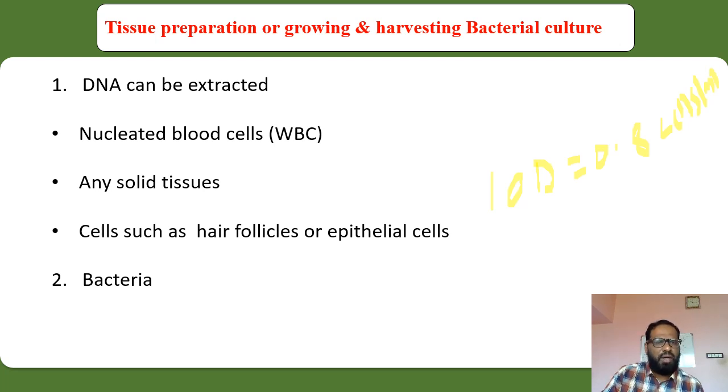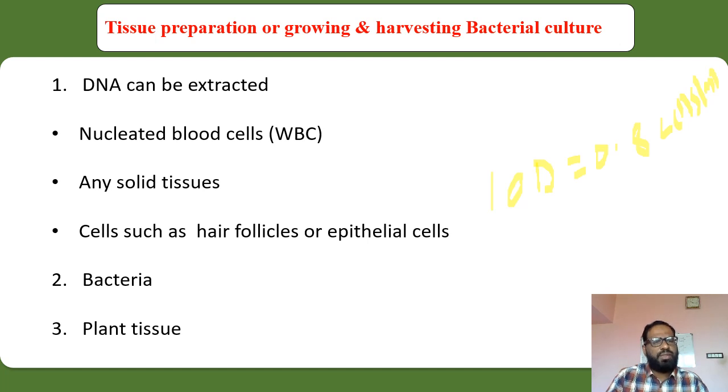That's why you can find that whenever you use the bacteria, you have to take the spectrophotometric reading at 600 nanometer, and 1 OD corresponds to 0.8 into 10 raised to 9 cells per ml. And how much bacteria are needed? You need somewhere about 2 to 3 into 10 raised to 9 cells per ml. This is the number of bacteria required for a good extraction of the DNA molecule.